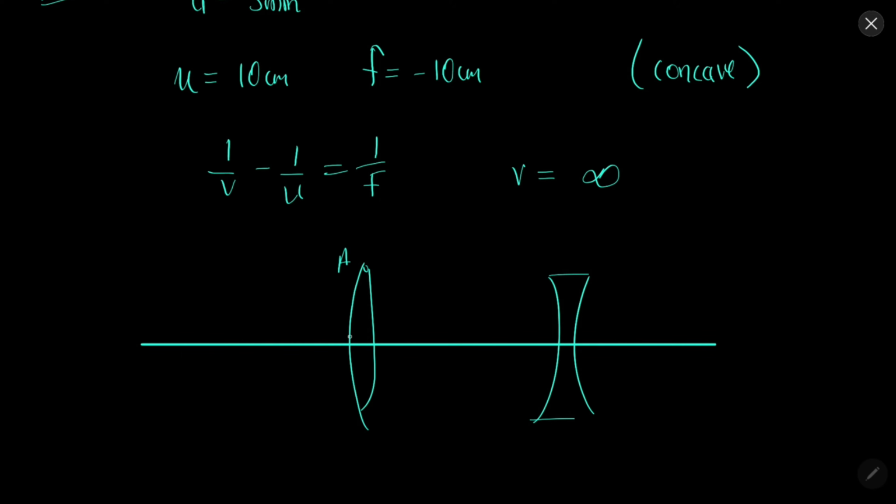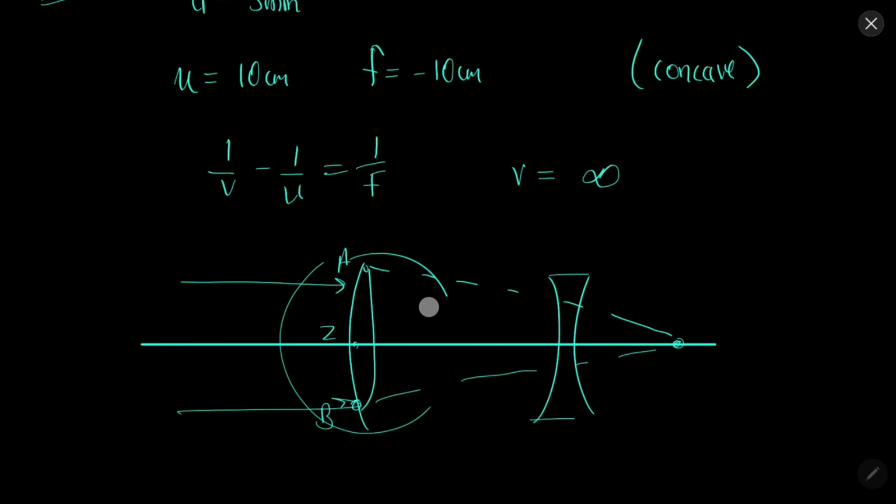So A, Z, B. Only from convex lens this will be the situation. This becomes image of object of concave lens. For convex this is image, for concave this is object. P, R, Q.